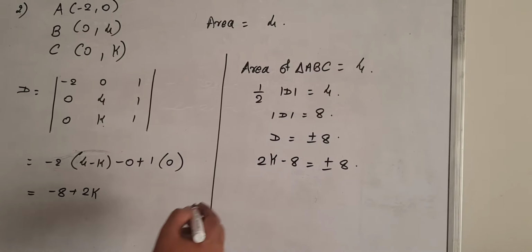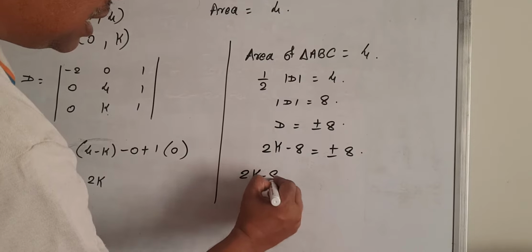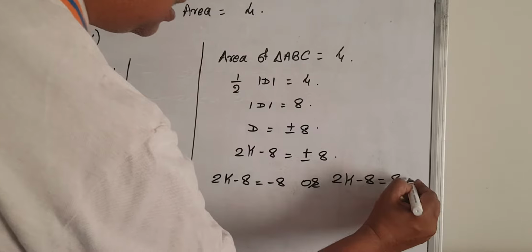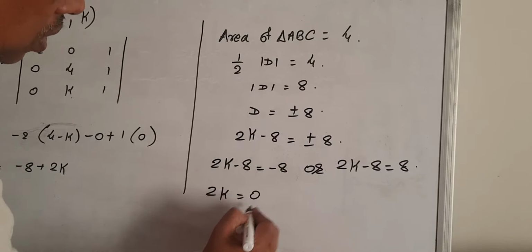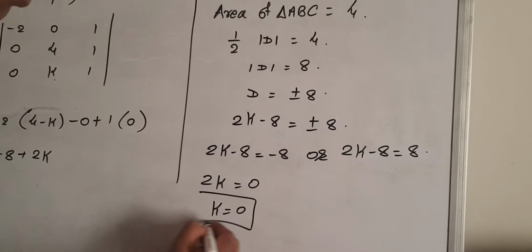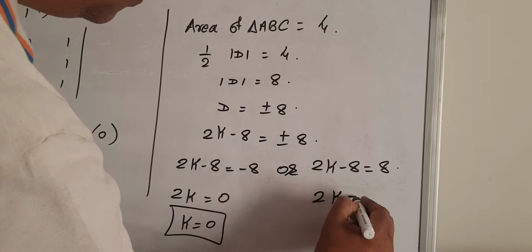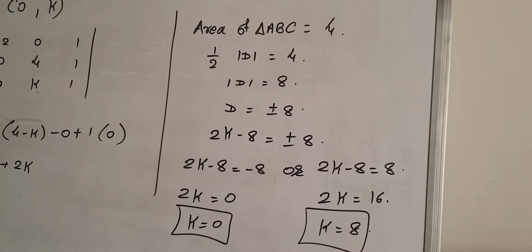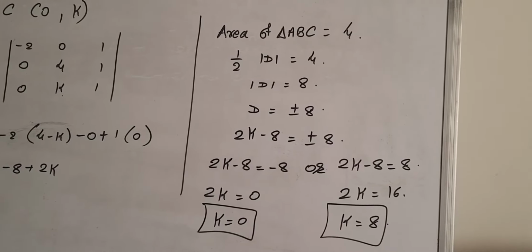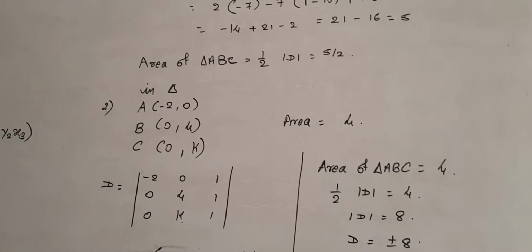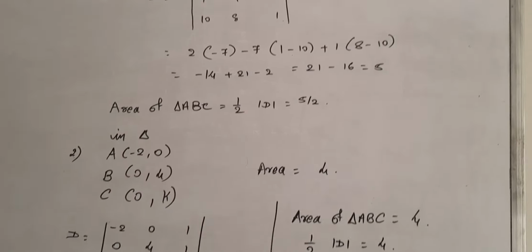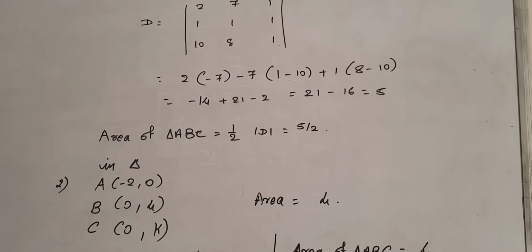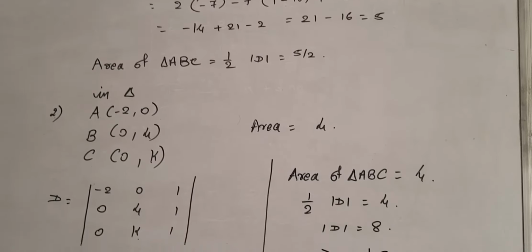Now once we take a plus and once we take a minus, means 2K minus 8 is minus 8, or 2K minus 8 is plus 8. So 2K is 0, so K is 0. This is the first value. Here you can say 2K is 16, so K is 8. Understood? So on the basis of only one formula, area of a triangle ABC is half modulus of D, you can solve these two types of sums from exercise number 4.3.